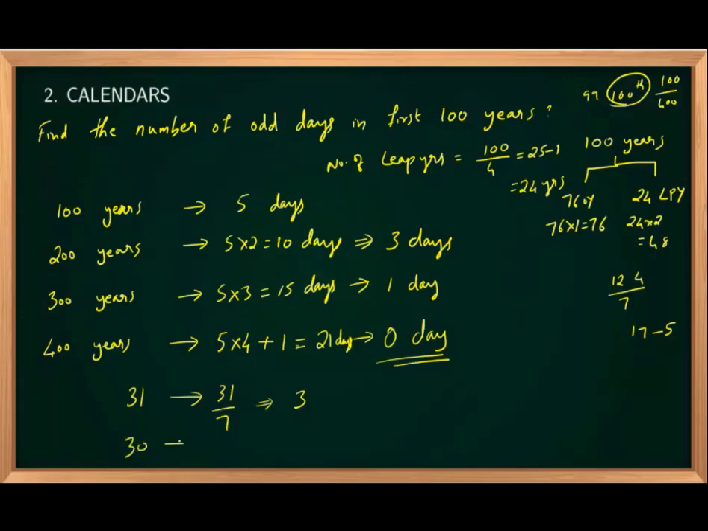For 30 days, it will be 2 odd days. For February with 28 days, the number of odd days will be 0. For February with 29 days, the number of odd days is 1. Is it clear? Okay, then we can move to the question part.